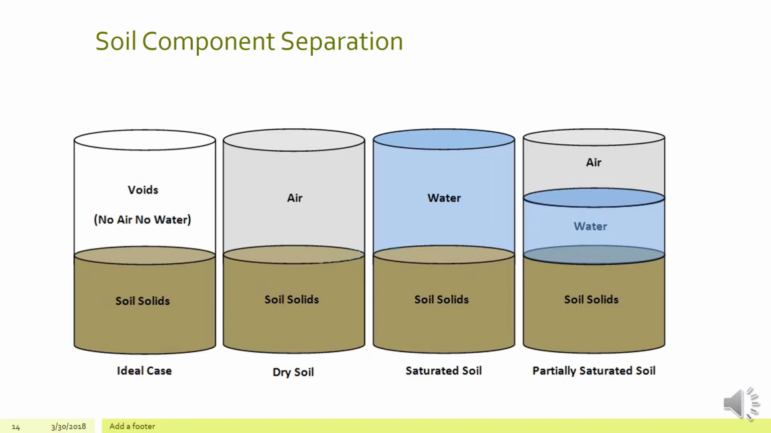Our dry soil, we're going to have air and the soil solids. Of course, we have a saturated situation, water and soil solids. And of course, our partially saturated soil has all three components in different percentages: air, water, and soil solids.